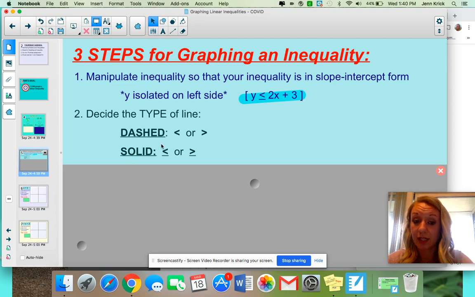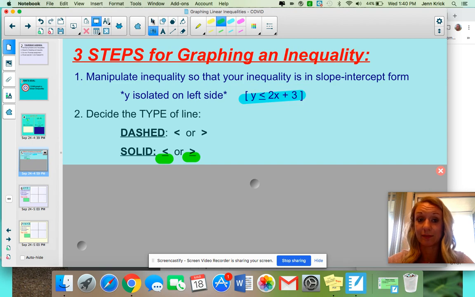If you use a solid line, that's because you've got a less than or equal to sign or a greater than or equal to sign. All of the coordinate pairs on that line are included. That's why it's a solid line. It shows that they're included. Your hint as well for that, when you see a sign like this, you see how you have the little line underneath? That's your clue to utilize a solid line.